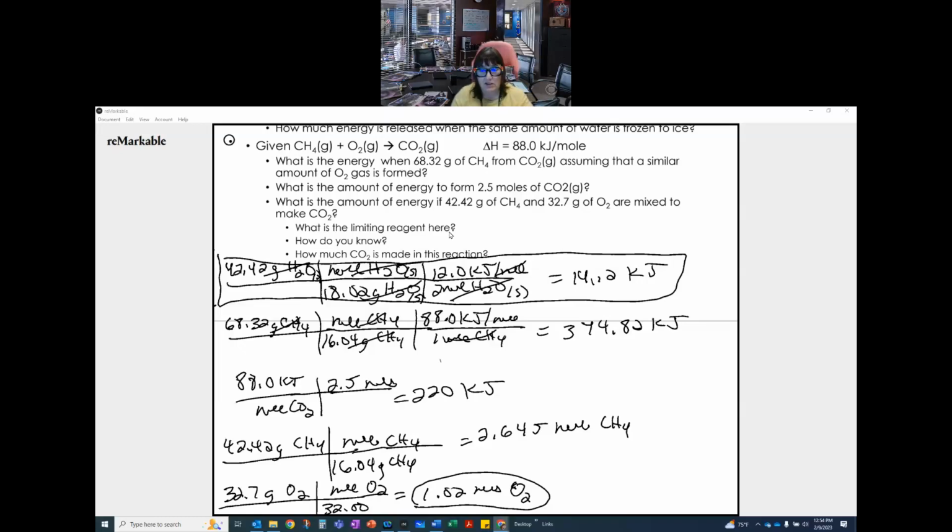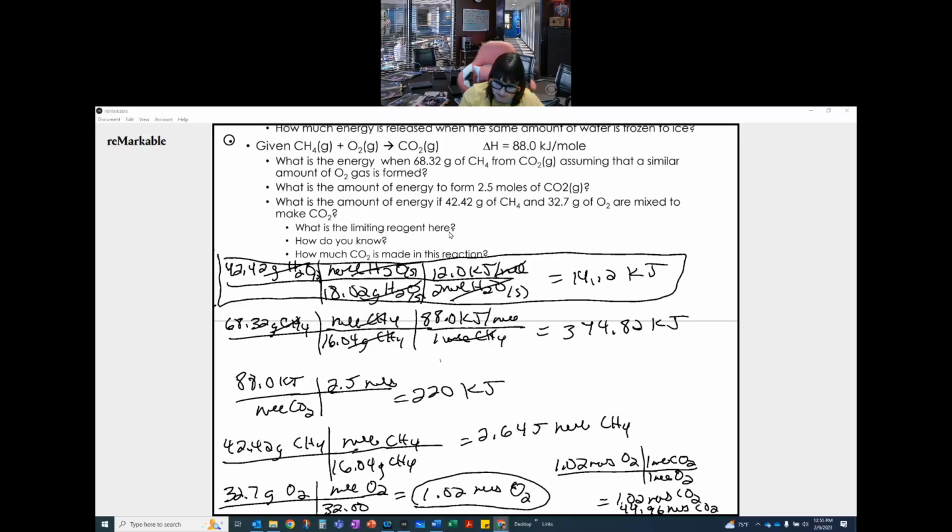How do I know? Because I did this calculation. That's how I know. And how much CO2 is made in this reaction? I make 1.02 moles of O2, 1 mole of O2, 1 mole of CO2 gives me 1.02 moles CO2. And of course, if I wanted to convert that to grams, I could do that. I would need to multiply by the molecular weight, which is 44. And that's 44.96 grams CO2 that are actually made.